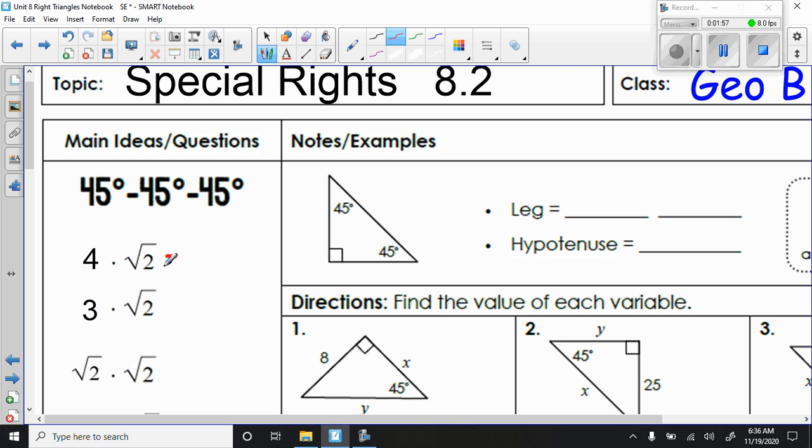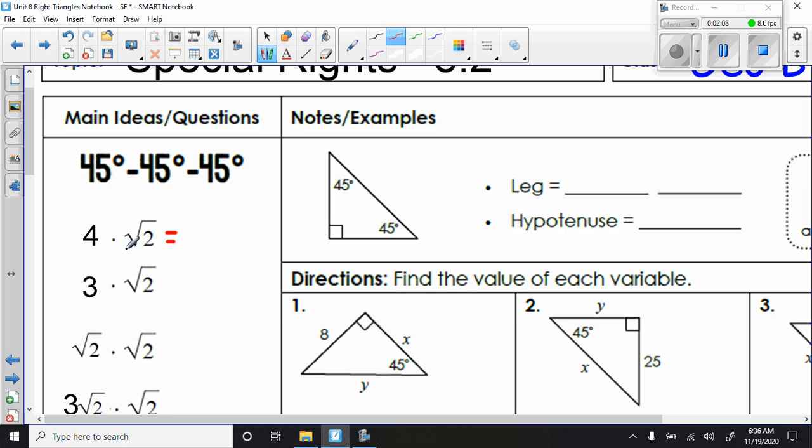So 4 times radical 2, if you put that in your calculator, a lot of calculators are going to punch out a decimal. So I want you to treat the radical 2 like a term. We could treat it like x. So this is a number, and this is a radical. I would like you to compare that to 4 times x. We don't do 4 times x. So I would say 4 times x here would be 4x.